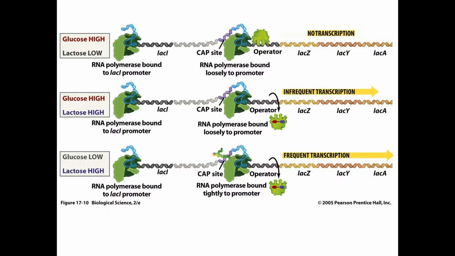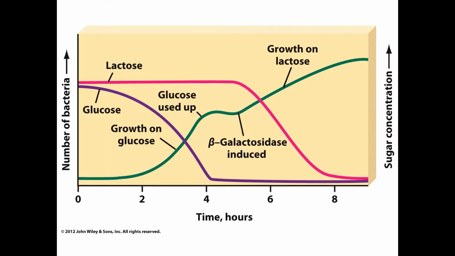This is something that we call a diauxic growth curve. In a diauxic growth curve, you're looking at the utilization of two substrates. Glucose is preferentially used first. In green, you're looking at basically the number of bacteria, on the left y-axis. On the right y-axis, you're looking at the sugar concentration. In purple you have glucose, and in pink you have lactose.